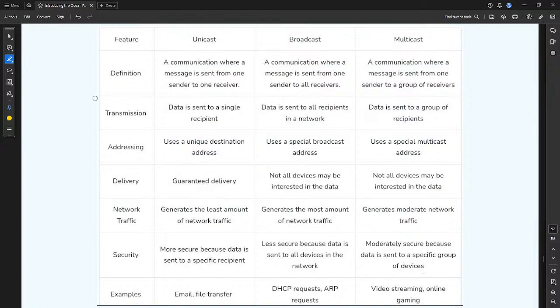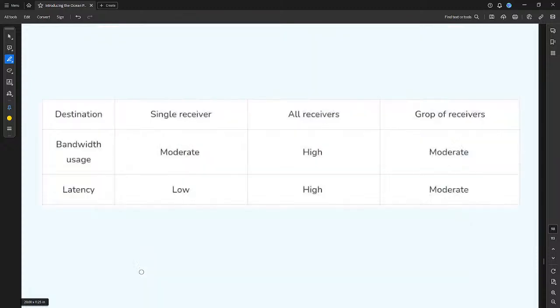So here are their features: how they are being transmitted, their network traffic, their security level, things like this. For unicast, this is more secure because the data is sent to a specific recipient. For broadcast, it is less secure because the data is sent to all devices in the network. For multicast, it is moderately secure, because data is sent to a specific group, just like we looked at. So what we are more concerned about, as security professionals, is the security aspect of these types of network broadcast.